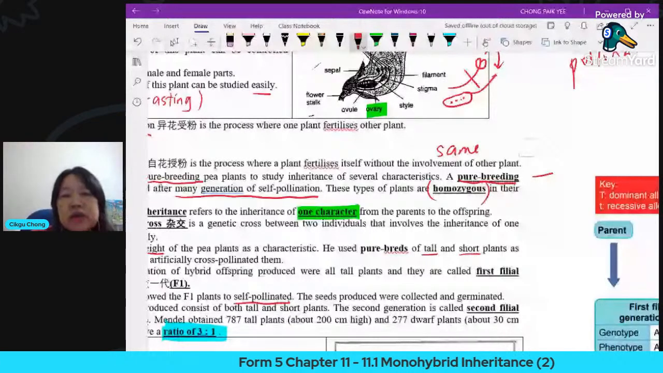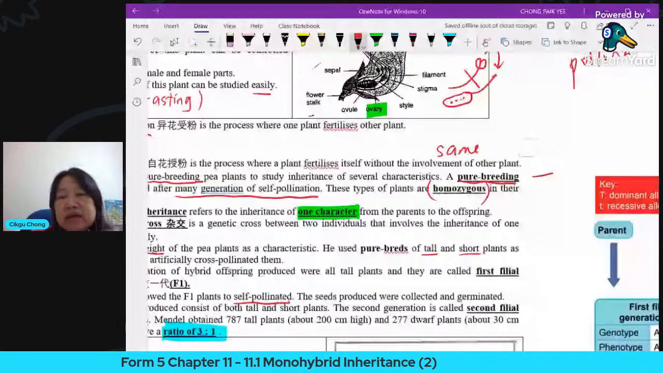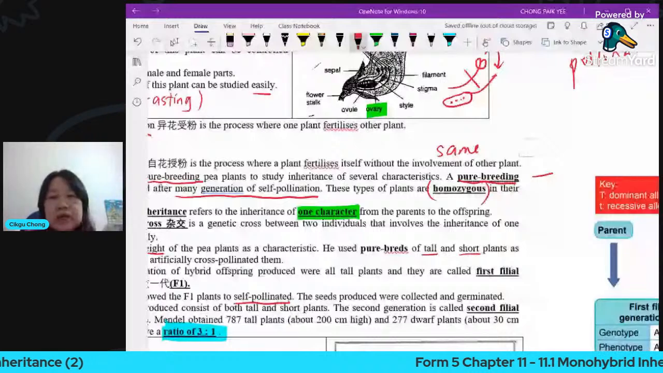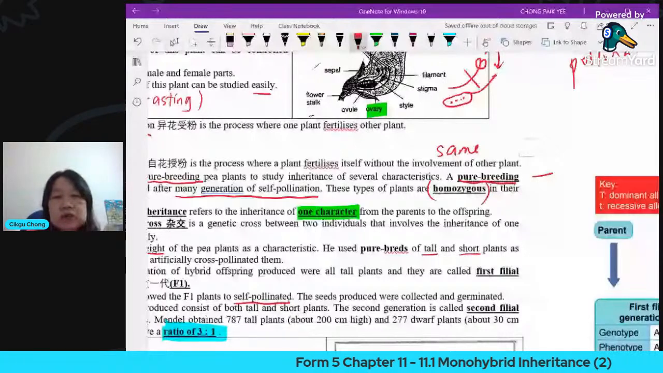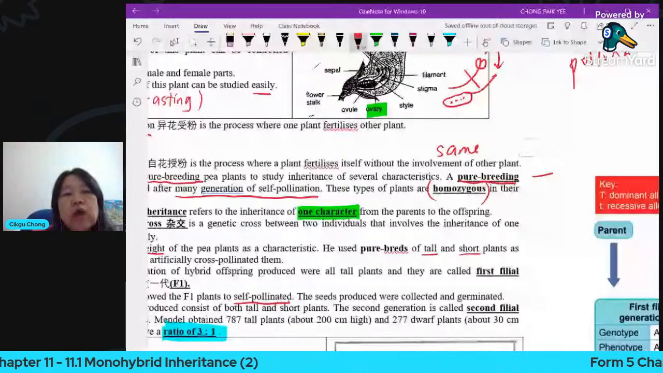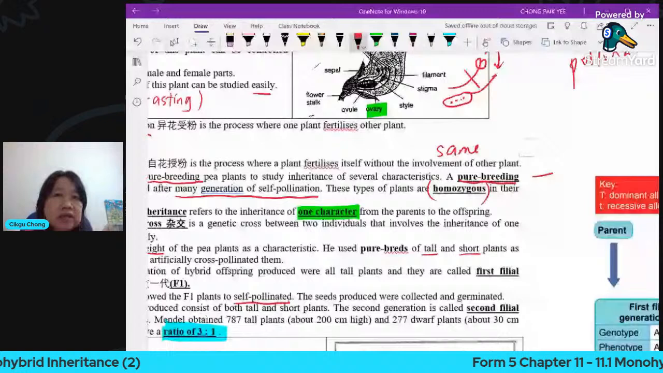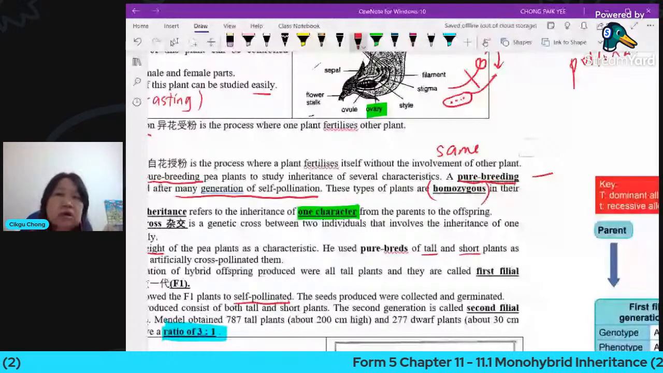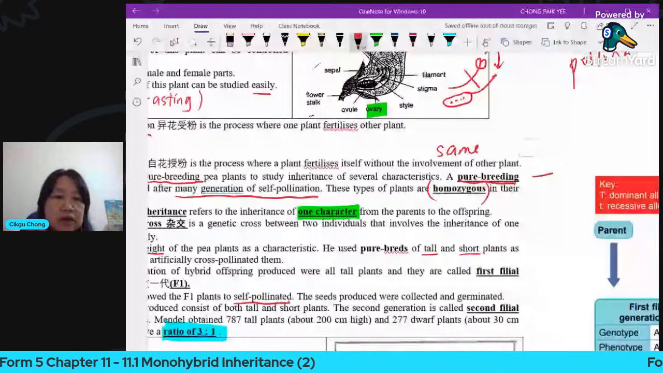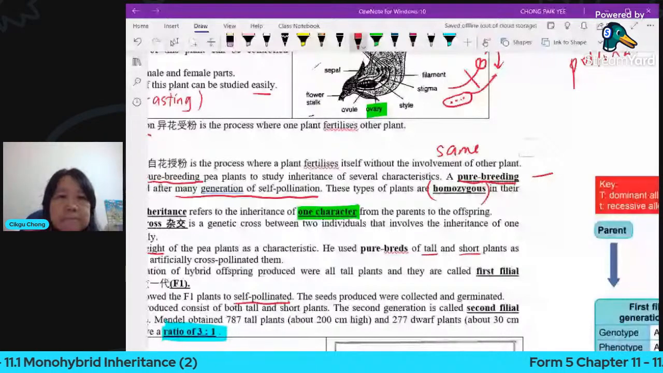Of course, monohybrid is the easiest. Later on, we're going to learn dihybrid. So we either do monohybrid or dihybrid. We don't do more than that because it would be too complicated. So a monohybrid cross is a genetic cross between two individuals that involves inheritance of one characteristic only. We are only looking at one characteristic, which is either tall or short, or flower color purple or white, or seed color yellow or green. Okay, just one only.